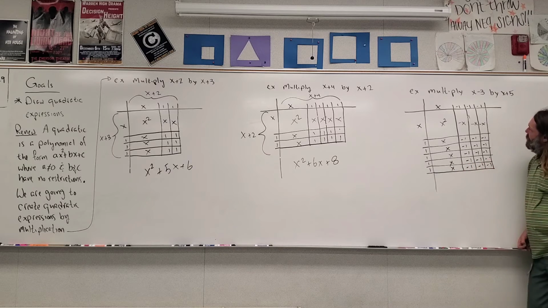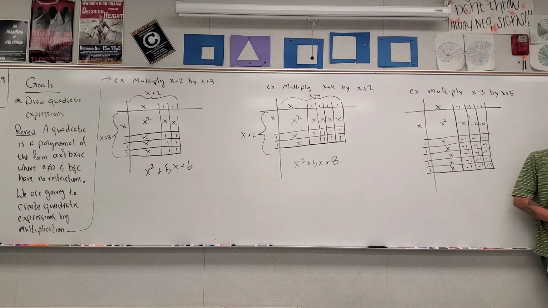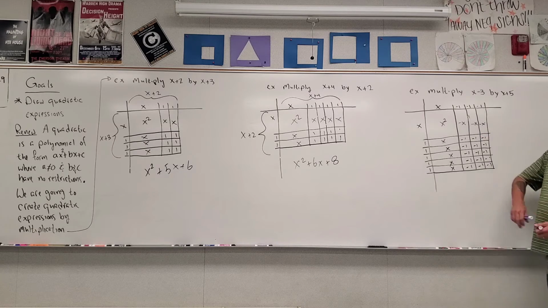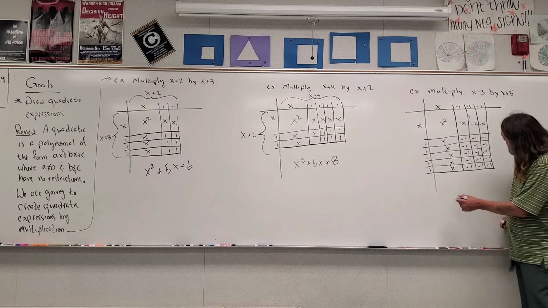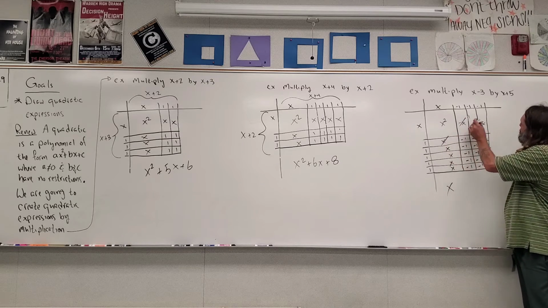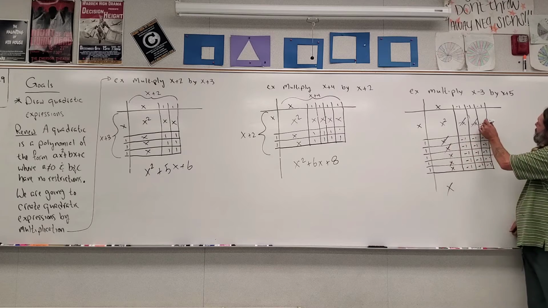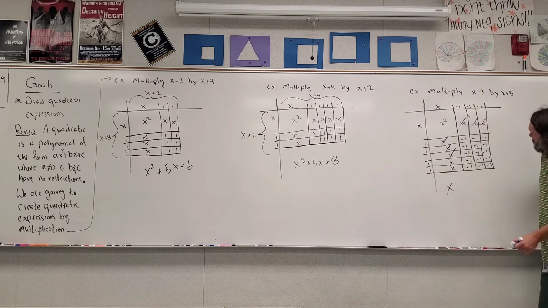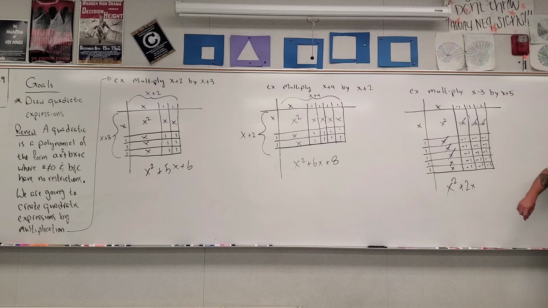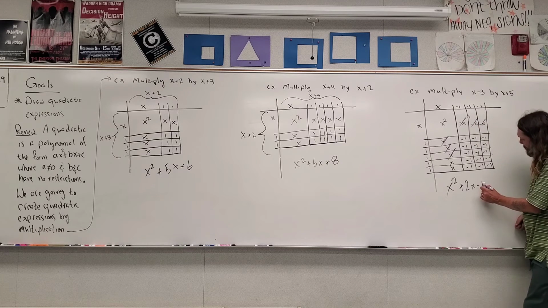And just like before, we count what we have. Now we count a little different because things are going to cross each other out. All right, I have 1x squared. Now this minus x cancels that x. This minus x cancels that x. This minus x cancels that x. So I have x squared plus a 2x minus a 1, 2, 3 by 5 gives me minus 15.